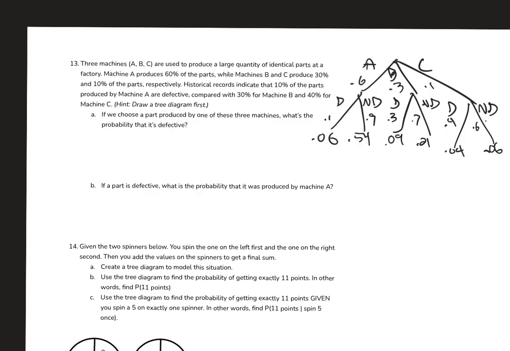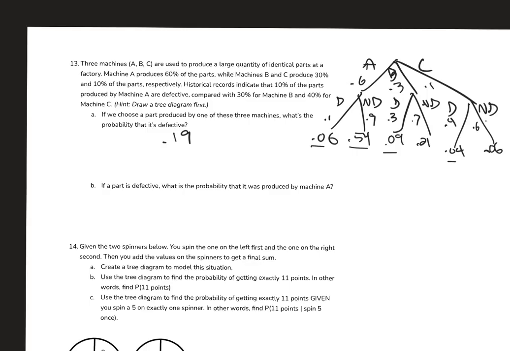So we have 6 different categories: part produced by A, by B, or by C, and within each of those, either defective or not defective. So for example, 54% of the parts were produced by machine A and are not defective. Okay, if we choose a part produced by one of these 3 machines, what's the probability that it's defective? Well, the defectives are the 0.06, the 0.09, and the 0.04. When we add those together, we end up with 0.19. So there's a 0.19 probability, or 19%, that a randomly selected part will be defective.